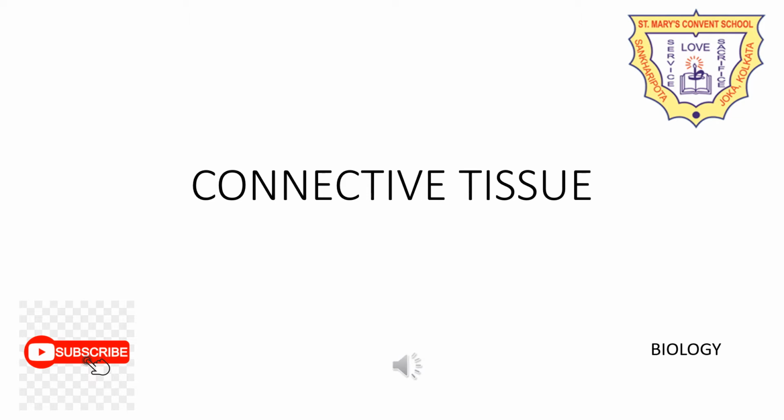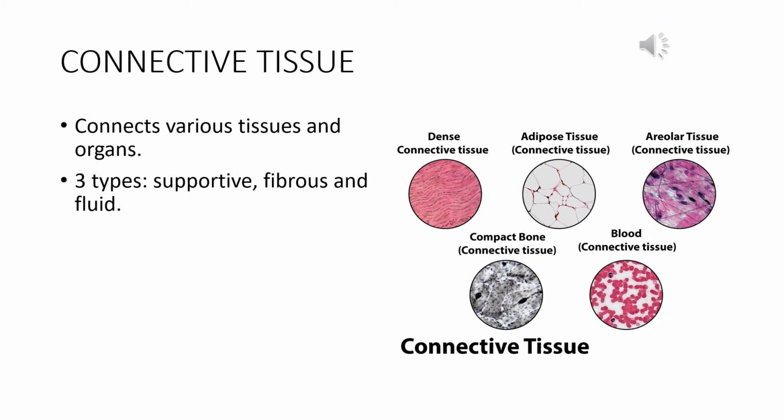Up to this, we have talked about the epithelial tissue, which protects the organs and is present on the outside of the organs. Now we are going to talk about the connective tissue. Connective tissue supports the organs and makes a connection between different organs. So let's see what connective tissue is all about.